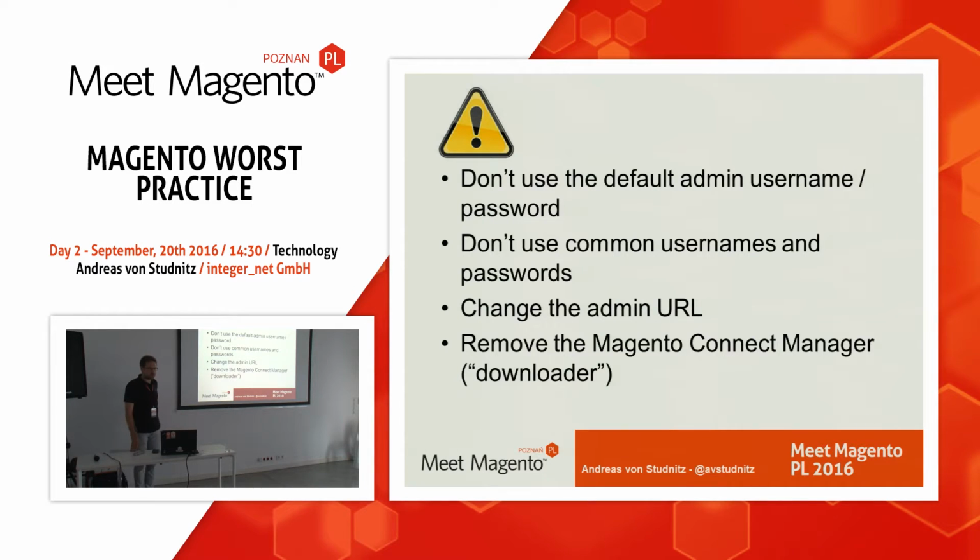What you should do too is changing the admin URL, so it's not /admin, but it is something else, whatever, like a cryptic combination or area 42 or whatever. Just do anything else and it will be much harder for an attacker to find it out. And last but not least, there's also the downloader directory, which is the Magento Connect Manager in Magento 1, which can be used to download modules, download updates for Magento.